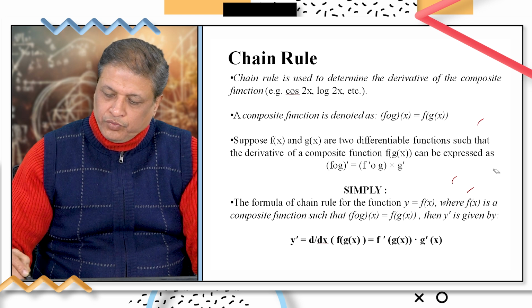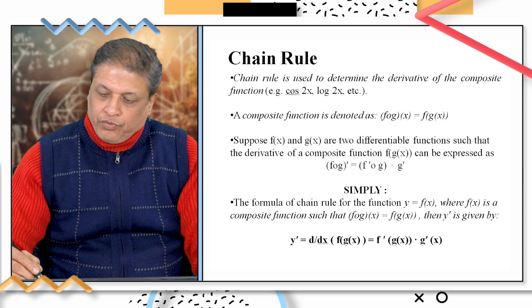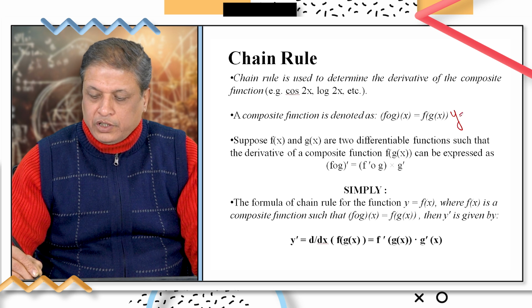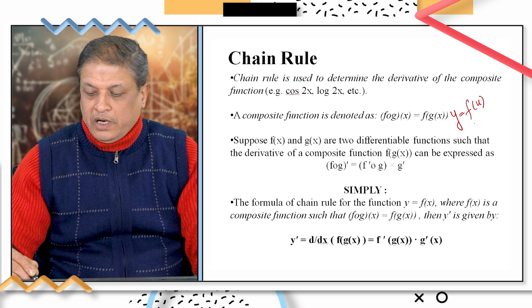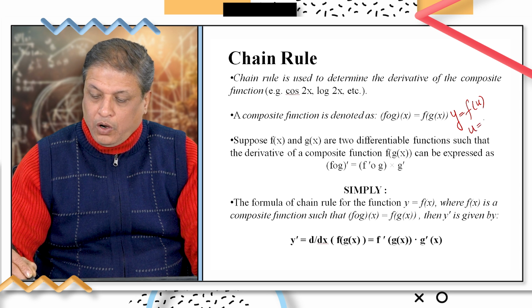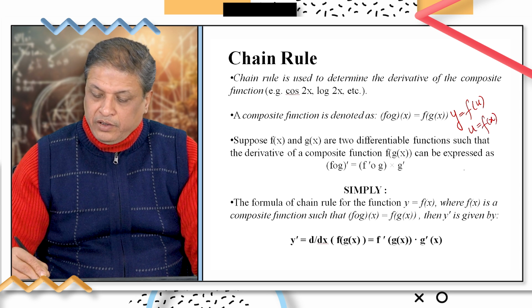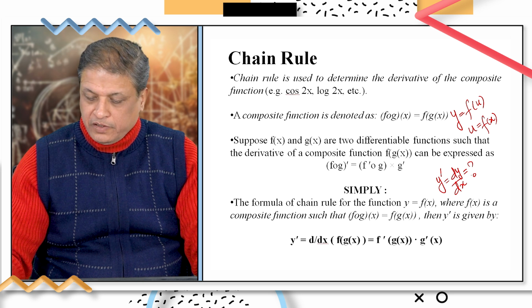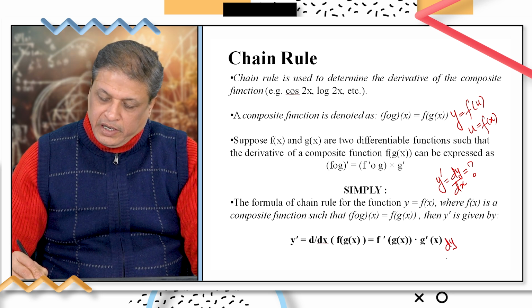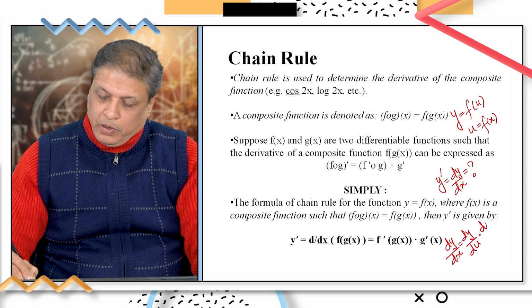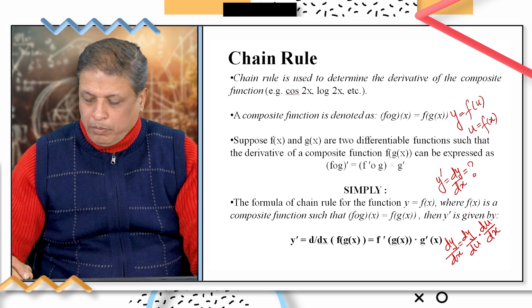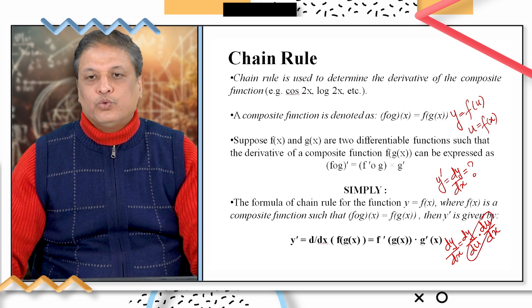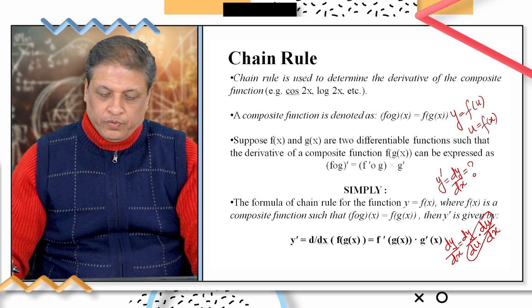What is in fact chain rule? The chain rule says that if y is a function of u and u is a function of x, then how to perform dy by dx? The solution says dy by dx is nothing but dy by du into du by dx. The chain is formed by the parameter u. So that's why this is called chain rule.